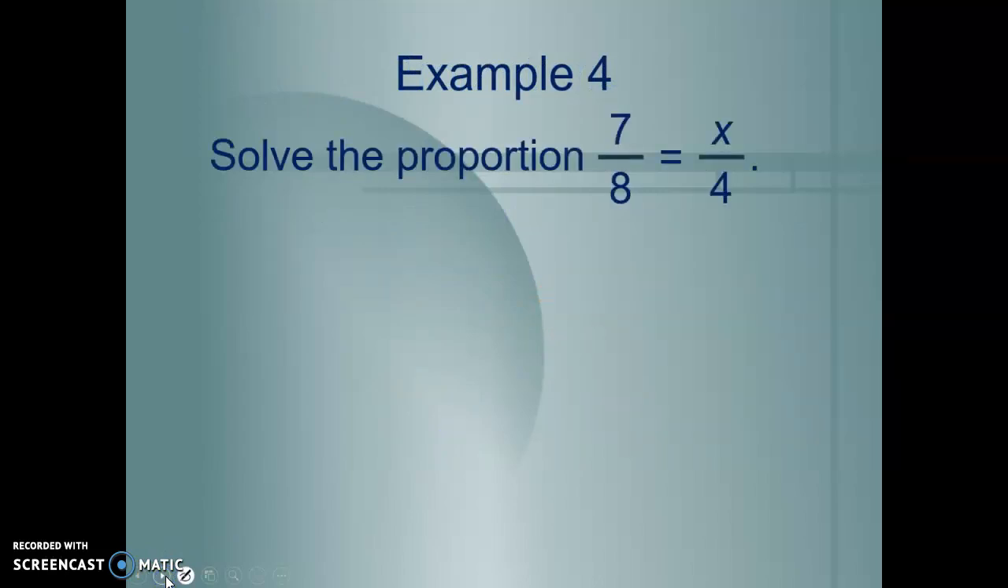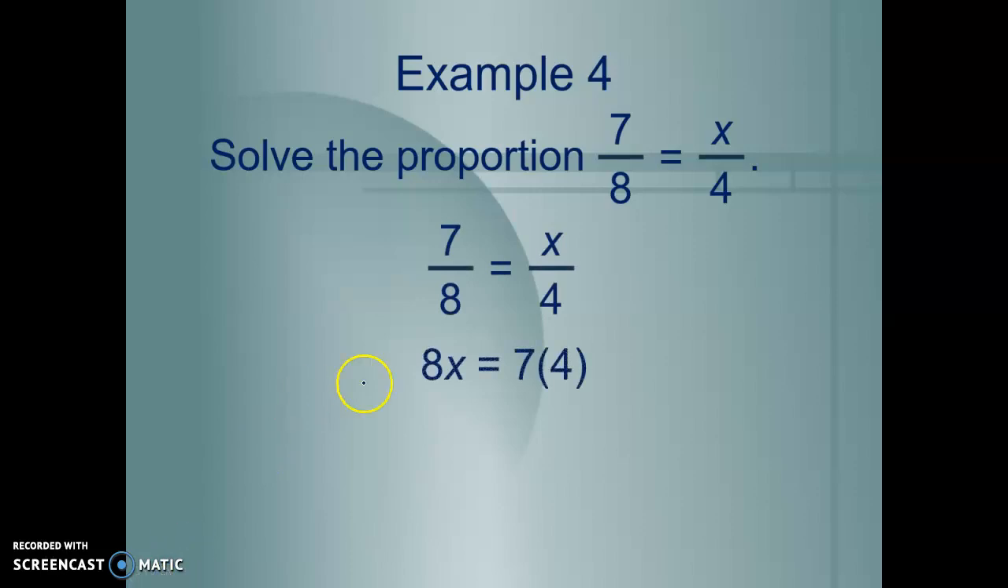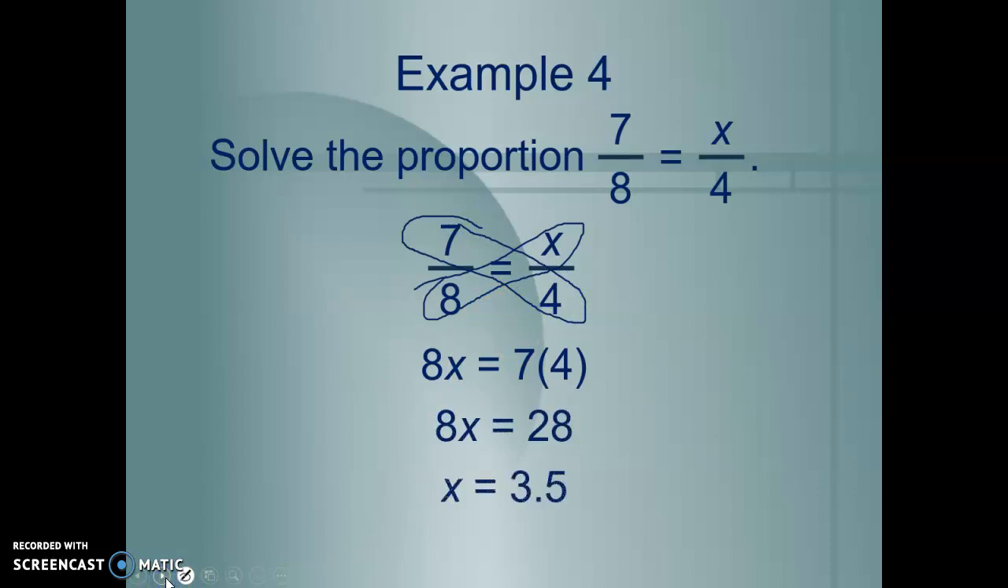Let's solve the proportion 7 over 8 equals x over 4. Well, using our extremes and means, we know that 8 times x is the same as 7 times 4. We'll then use what we learned in the previous 2 chapters to solve for x, and we find that x equals 28 over 8, which can be reduced to 3.5.